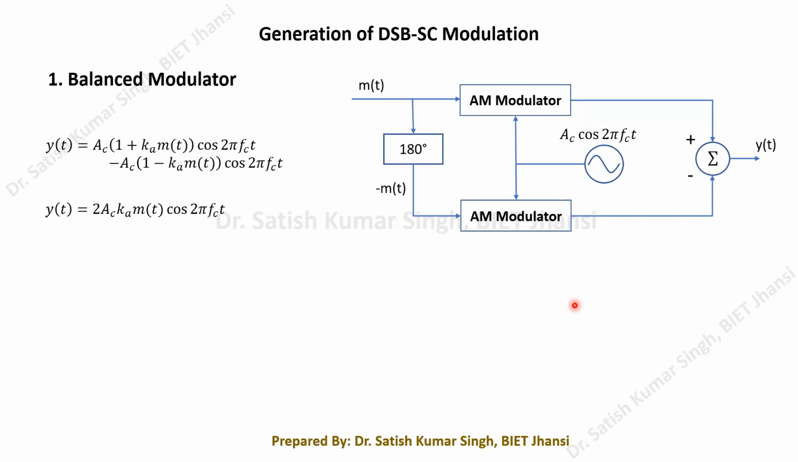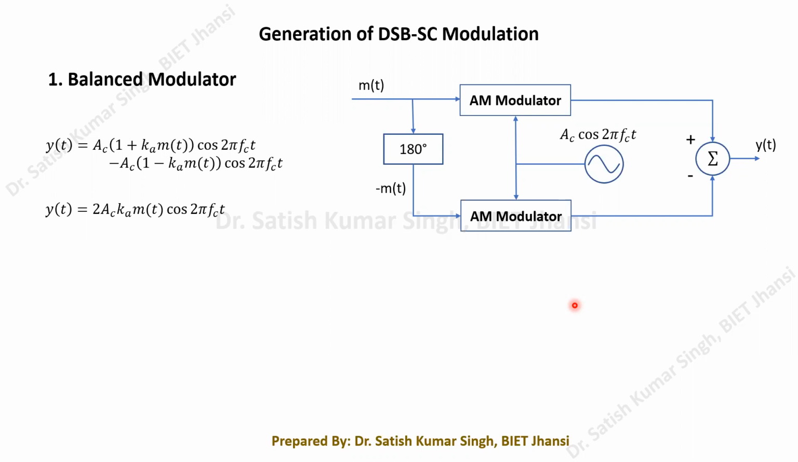Now, in today's lecture, I have to discuss one of the very popular methods, which is the ring modulator, for generating the DSB-SC signal. So let's see how this ring modulator works. What is the basic circuitry, and how would the basic circuitry be able to generate the double sideband suppressed carrier modulation?